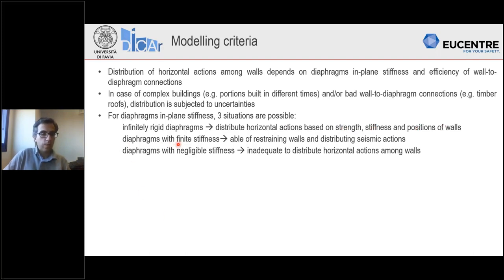If the diaphragms have a finite stiffness, these diaphragms are able of restraining walls, and also in this case, they are able to distribute seismic actions. On the opposite side, if the diaphragms are characterized by negligible stiffness, they are not adequate to distribute horizontal actions among the walls.